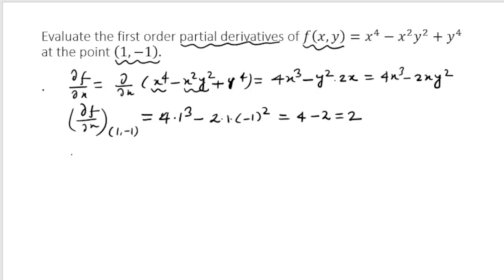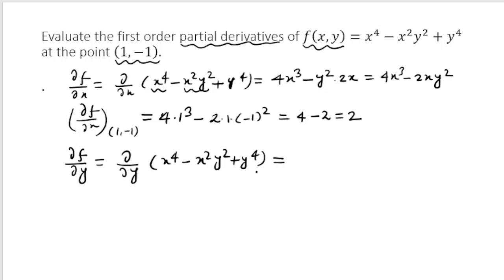Now if I find this partial derivative with respect to y, I will do what? I will write del by del y of x to the power 4 minus x square y square plus y to the power 4. Since I am differentiating it with respect to y, I have to treat x as constant, so the derivative of x to the power 4 will be 0, minus, here I have to keep x square as constant, so I will write minus x square. Derivative of y square is 2y, and derivative of y to the power 4 is 4y cube.